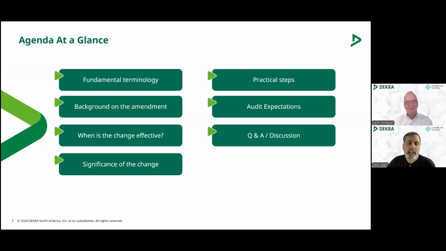First of all, let's take a look at the agenda for this session on climate change and its impact to ISO management system standards. Today, we want to talk about some of the fundamentals and the terminology. We'll be throwing around some acronyms, although Kevin and I will try to hold the acronyms to a minimum. It would be good for us to understand what some of the terminology is. Then we'll take a look at the background on how this amendment came about, when the change was effective, the significance of the change, and then some practical steps and audit expectations from a certification body perspective. Then we'll wrap it up with questions and answers at the end.